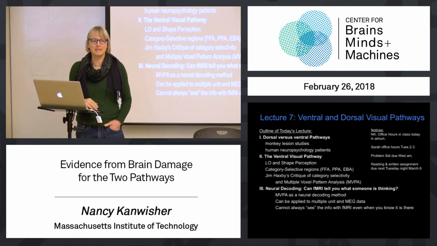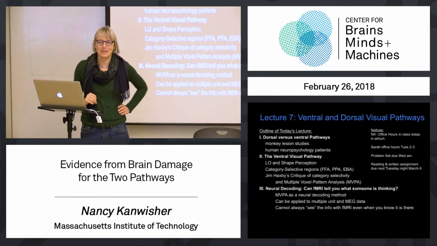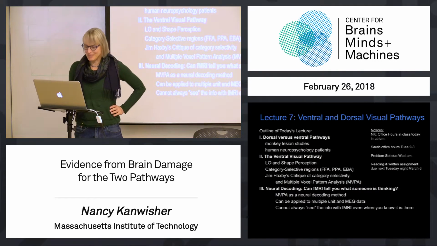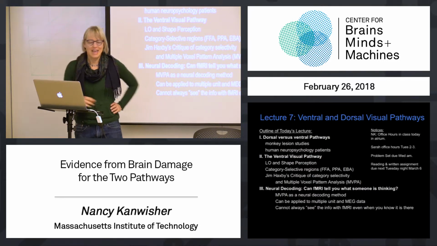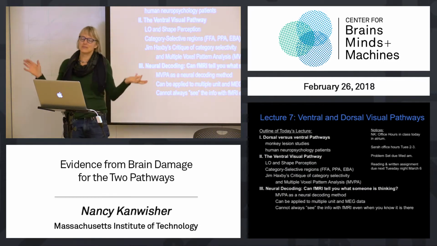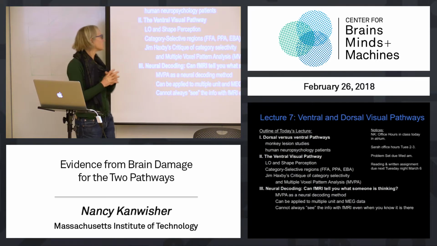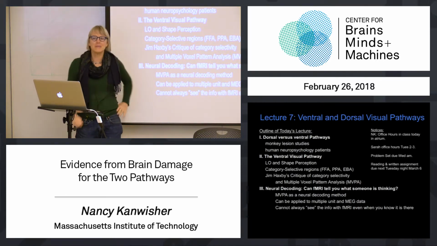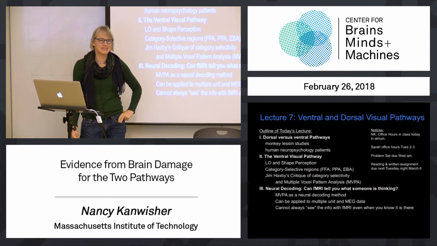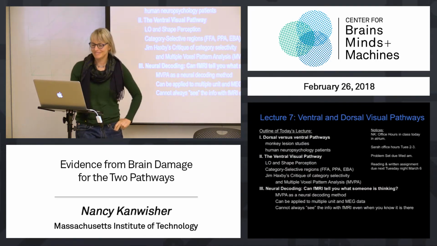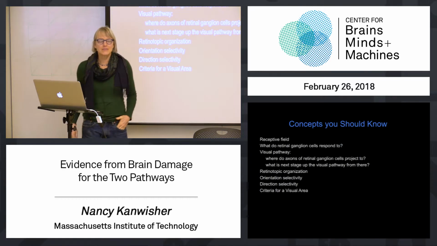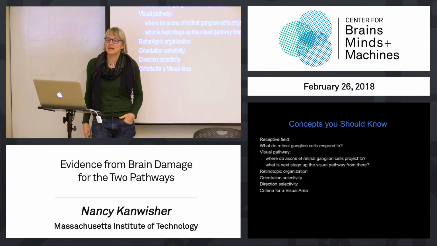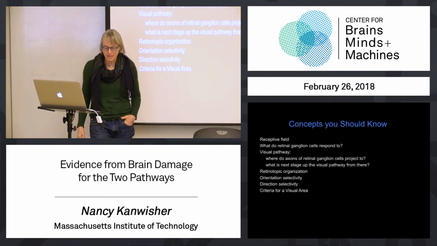So we're going to talk about these two visual pathways that we ended up at in the last lecture today. And we're going to talk about the evidence for the division between these two pathways. We're going to focus a bit more on the ventral visual pathway, and then we'll talk a bit about neural decoding methods. That's the agenda.